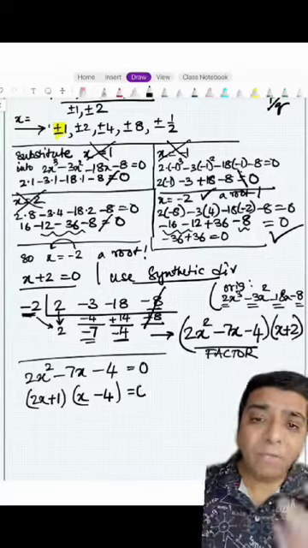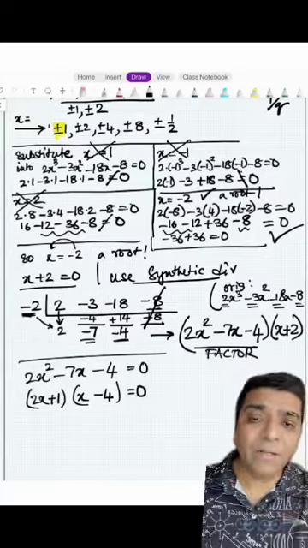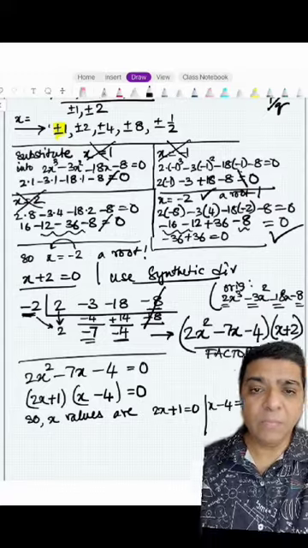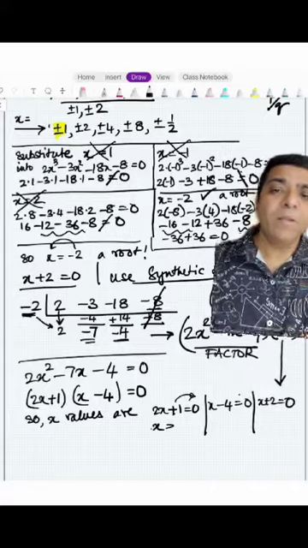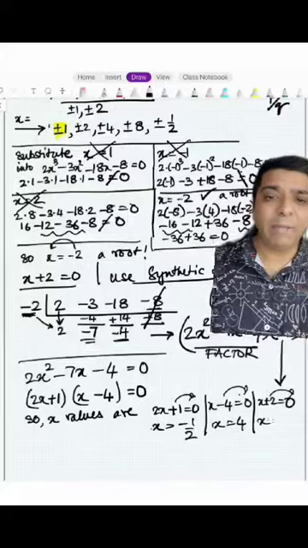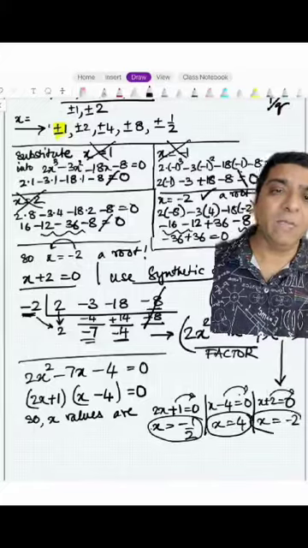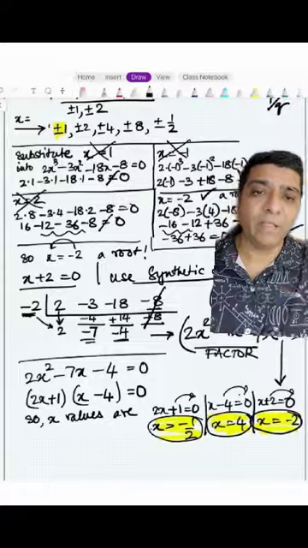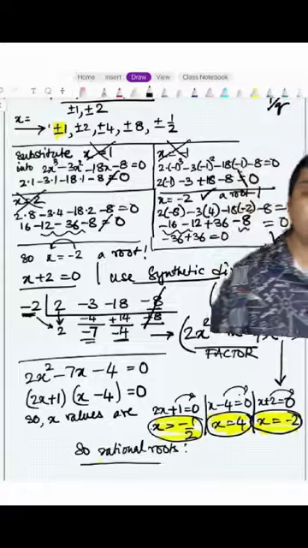Okay, so now I'm going to factor that. I factor 2x squared minus 7x minus 4 as 2x plus 1 times x minus 4 equals 0. So the x values are going to be, bring the 1 over, divide by 2, x equals -1/2, then x equals 4, and x equals -2, which we have previously found already. So these are our rational roots.